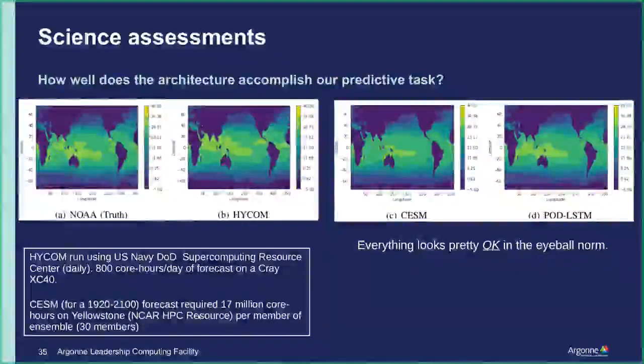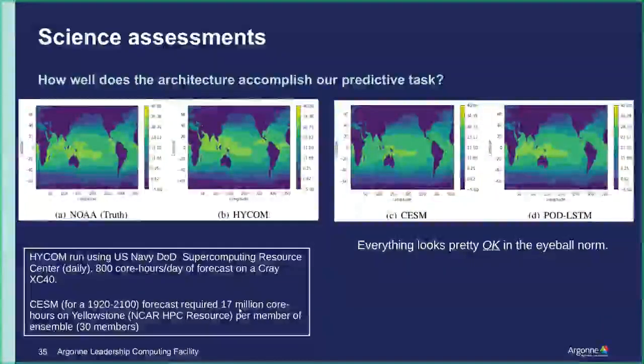And this is a very, very large simulation. It requires 17 million core hours on Yellowstone. That's an HPC at NCAR per member. So it's basically an ensemble forecast, right? It requires 30 forecasts. So 17 into 30 and many, many petabytes of data having to be stored.